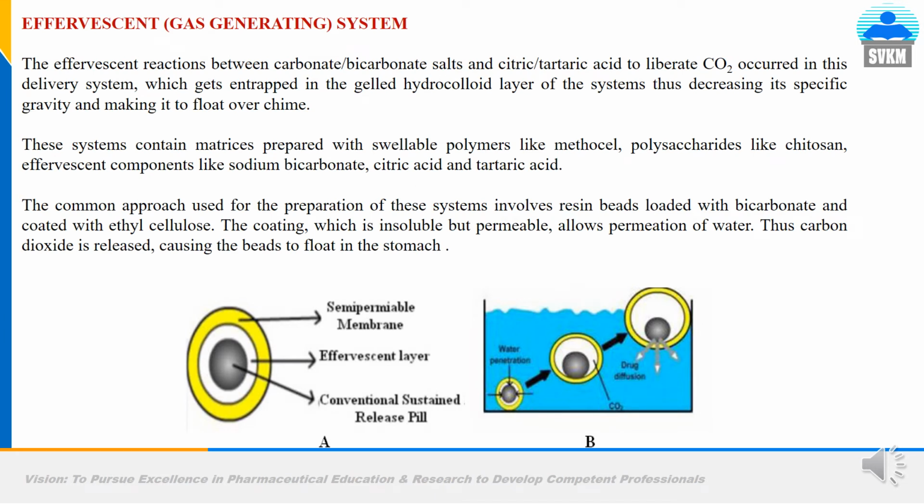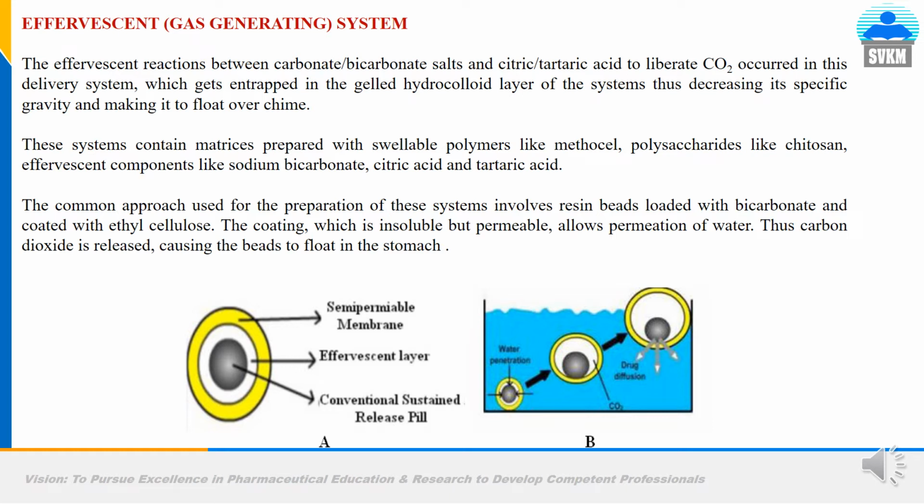First system in the floating system is the effervescent system, also known as gas generating system. What is the principle? An effervescent reaction takes place between what? Acid and a base. Acid like citric acid, tartaric acid. Base like carbonate, bicarbonate. By this reaction, carbon dioxide is liberated, and this liberated gas is entrapped in the hydrocolloid layer of the polymer. Because of that, the specific gravity is reduced, which will allow the formulation to float.